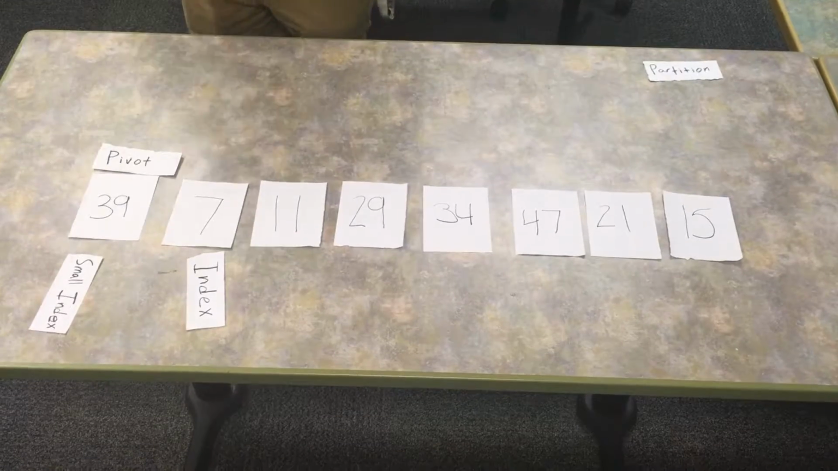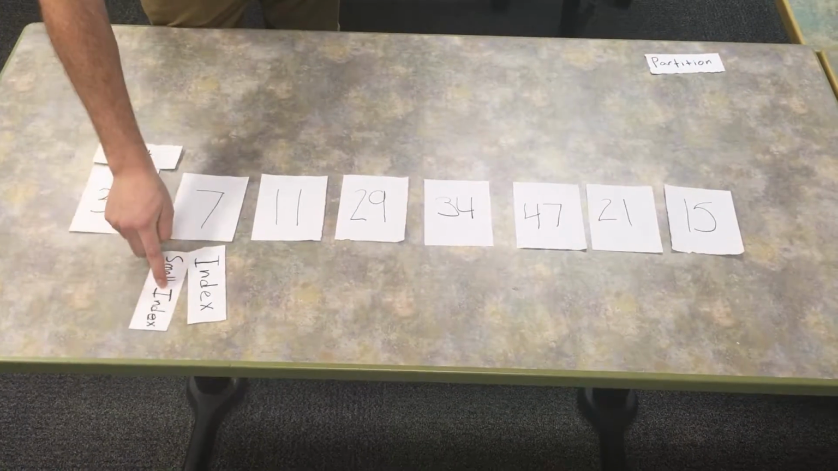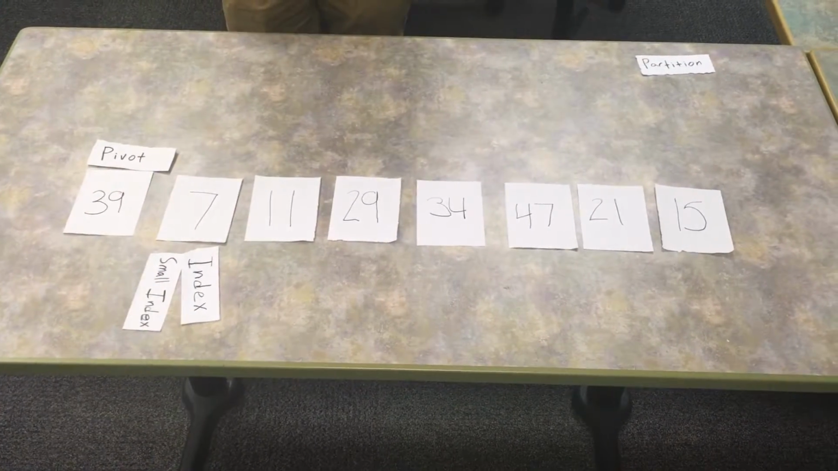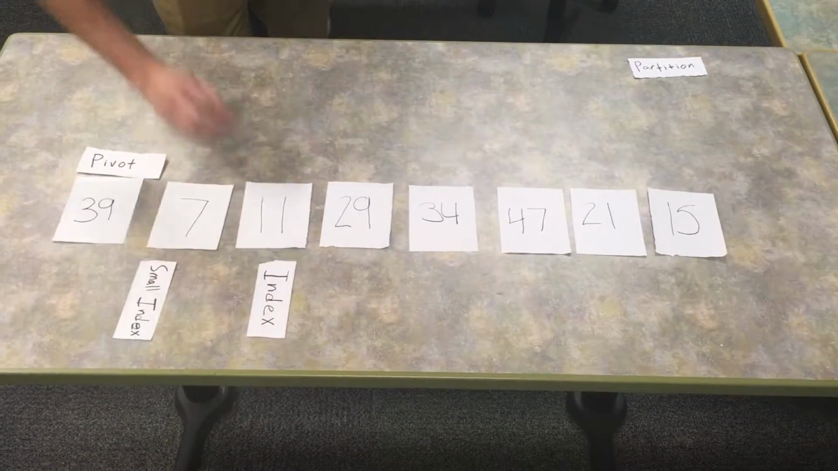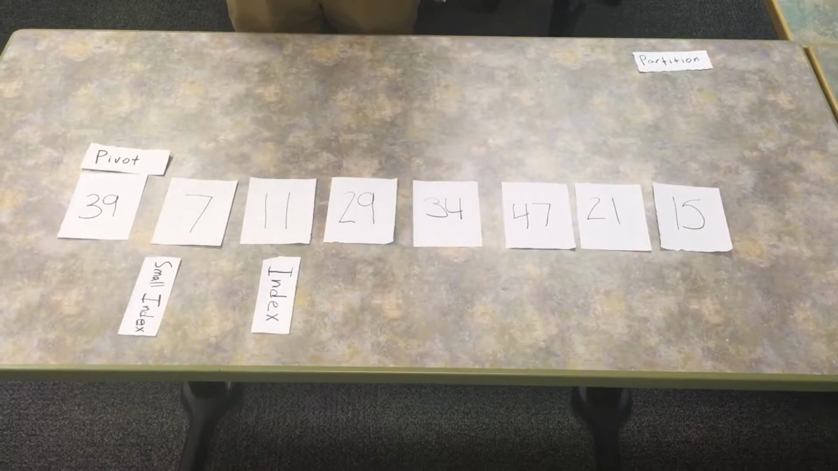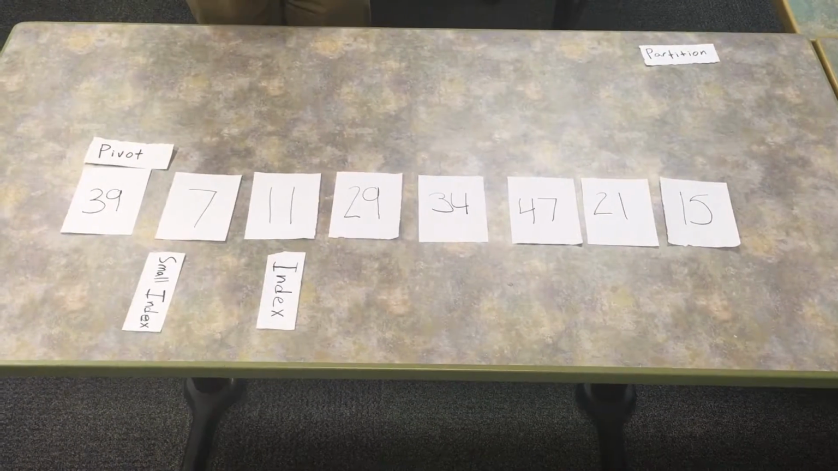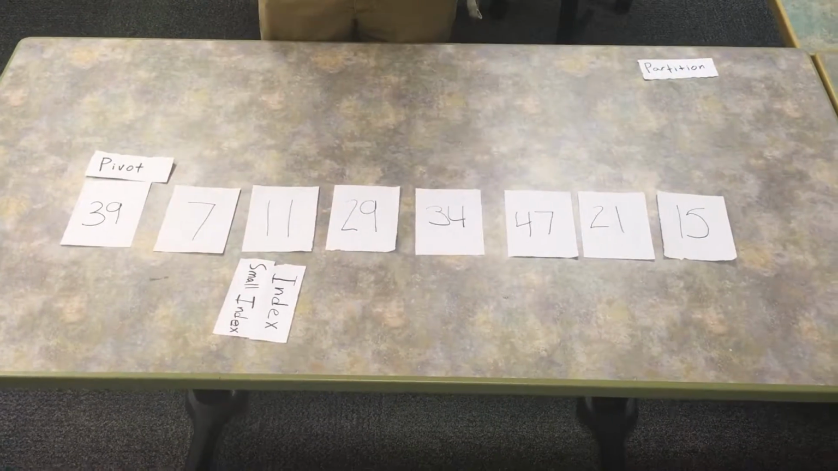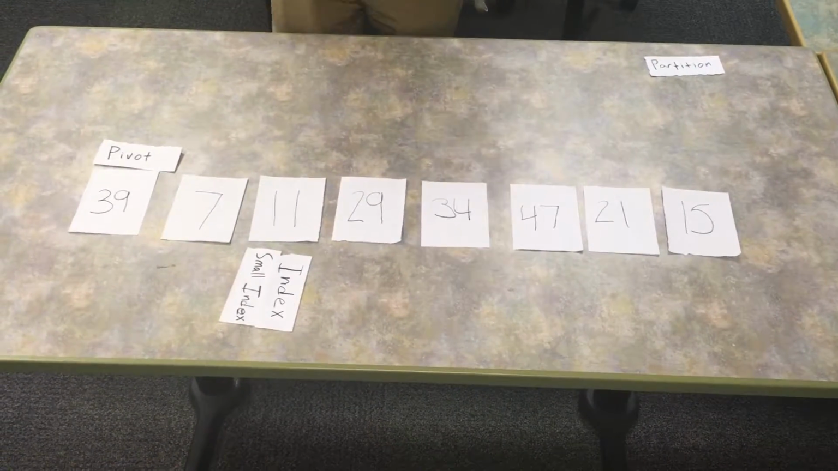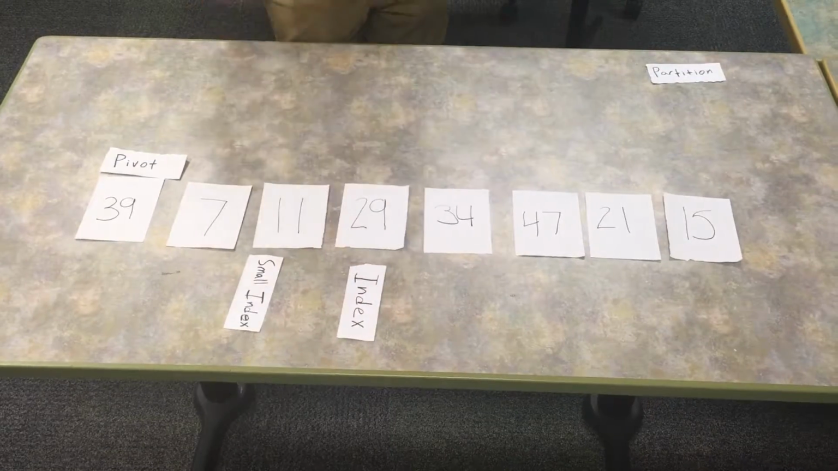Which it is. So, you increment your small index and we swap them, which ends up being in the same place. So, we didn't do anything. So, we switch our index now. Alright, is 11 smaller than 39? Well, yes it is. So we increment our small index and we switch them again, which doesn't do anything. Okay, now we increment our index.